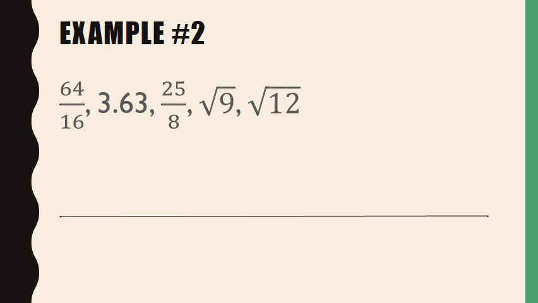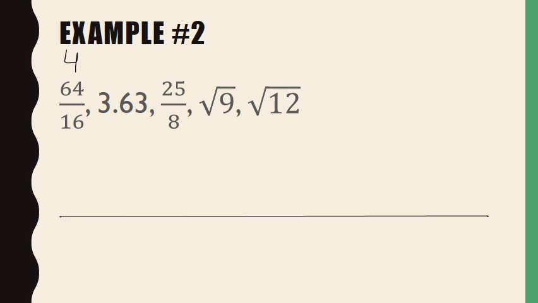So first thing we need to do in order to truly be able to compare these, we're going to change all of them into decimals. So using your calculator, we're going to do 64 divided by 16. And our calculator actually tells us that gives us our whole number 4. So we can think of 64 divided by 16 as being 4. We place it on a number line.